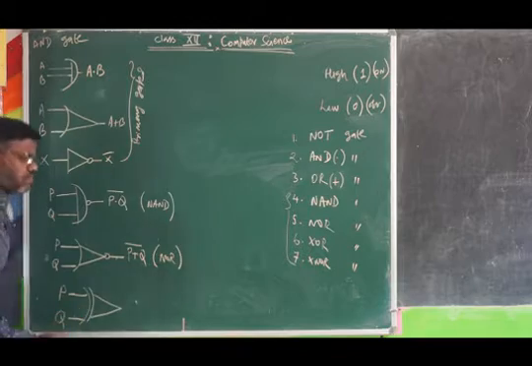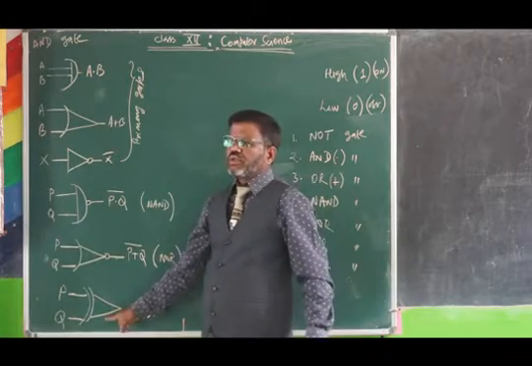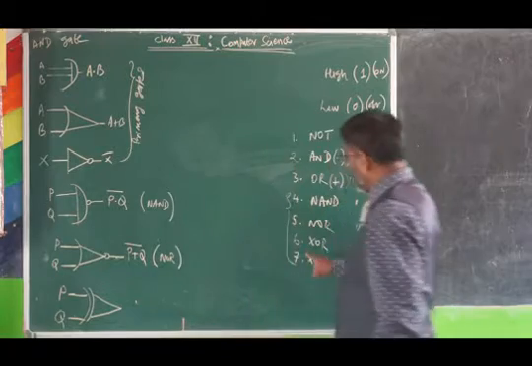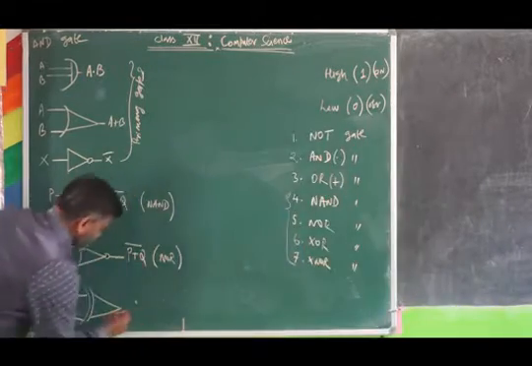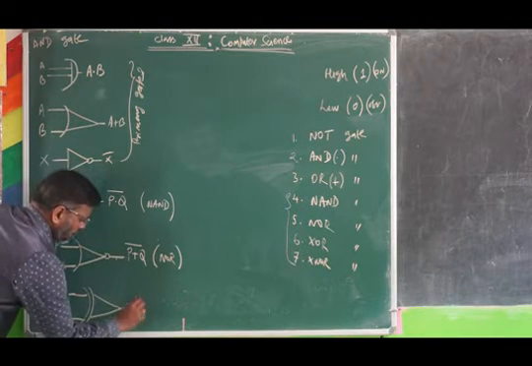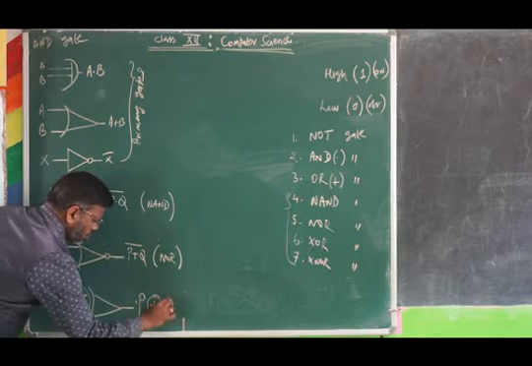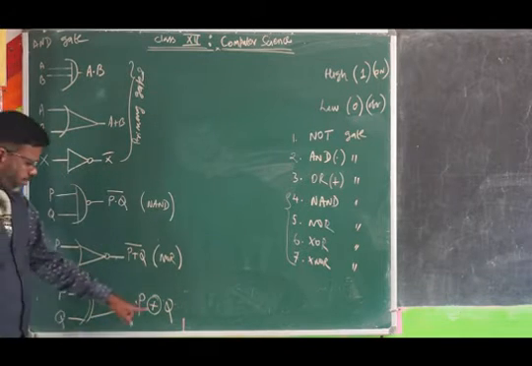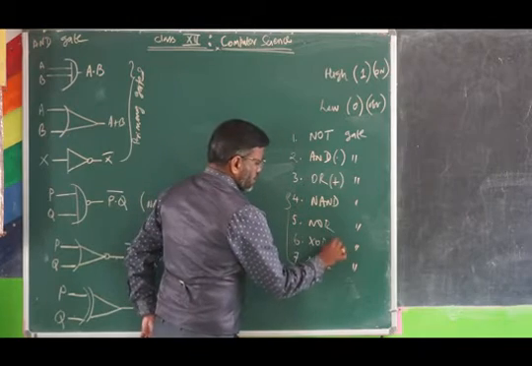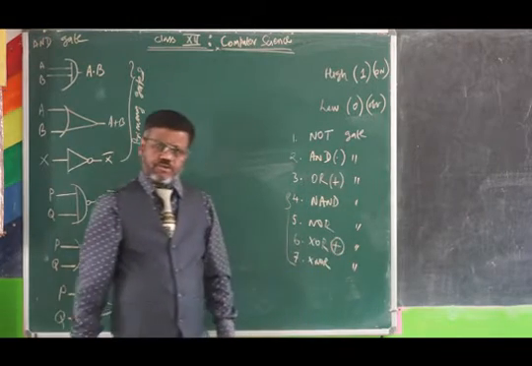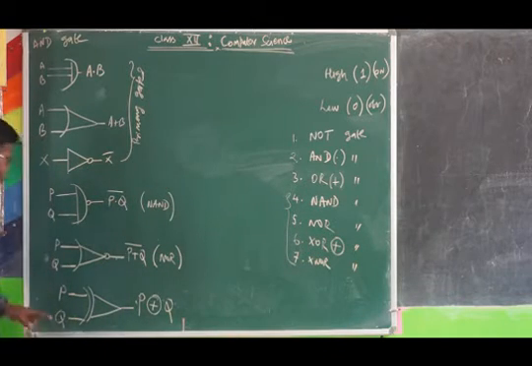When you have double curvature, then it's known as an XOR gate. XOR is known as an exclusive OR gate. Here we represent the XOR gate like this: P XOR Q. XOR is denoted as a plus sign inside a circle.